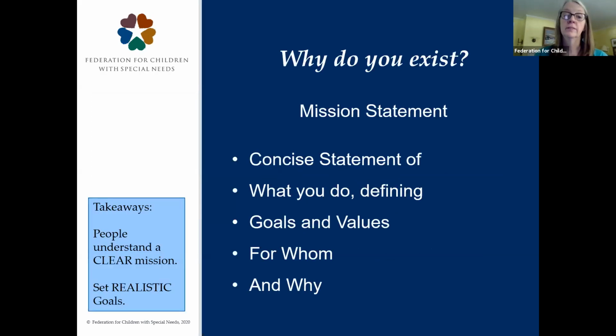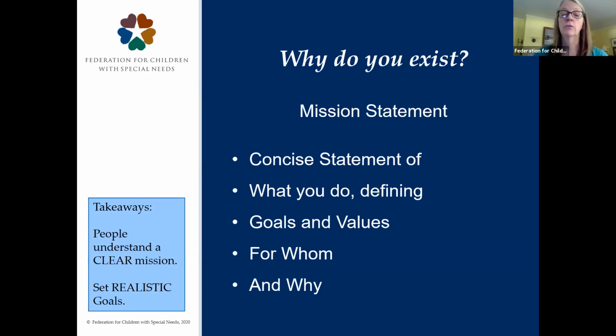First of all, why do you exist? And that's your mission statement. It really should be a concise statement of what you do, defining your goals, your values of your organization, for whom do you serve, and why are you an established group? This really gives people a sense of what your role is in the community and what you're charged to do. And it could refer to the law, the specifics under the law of what a SEPAC should do.